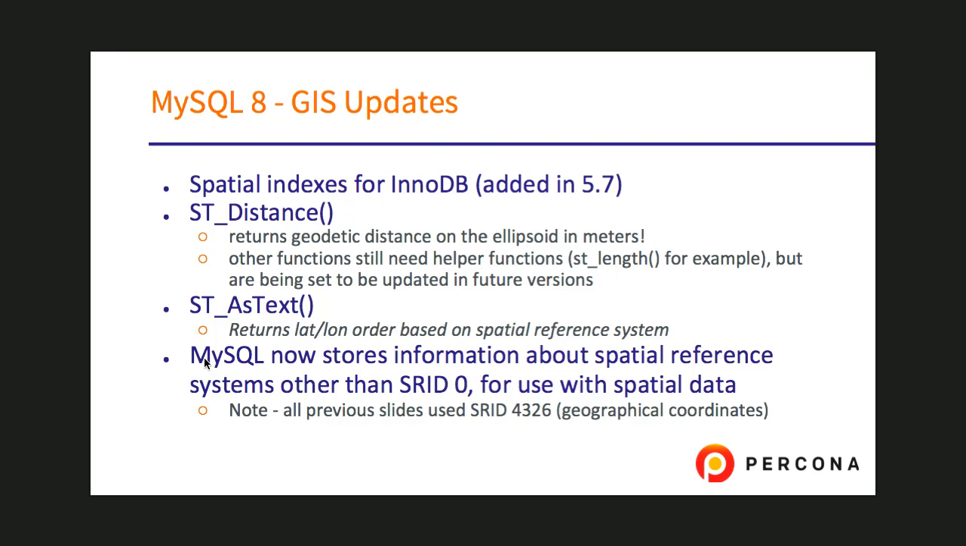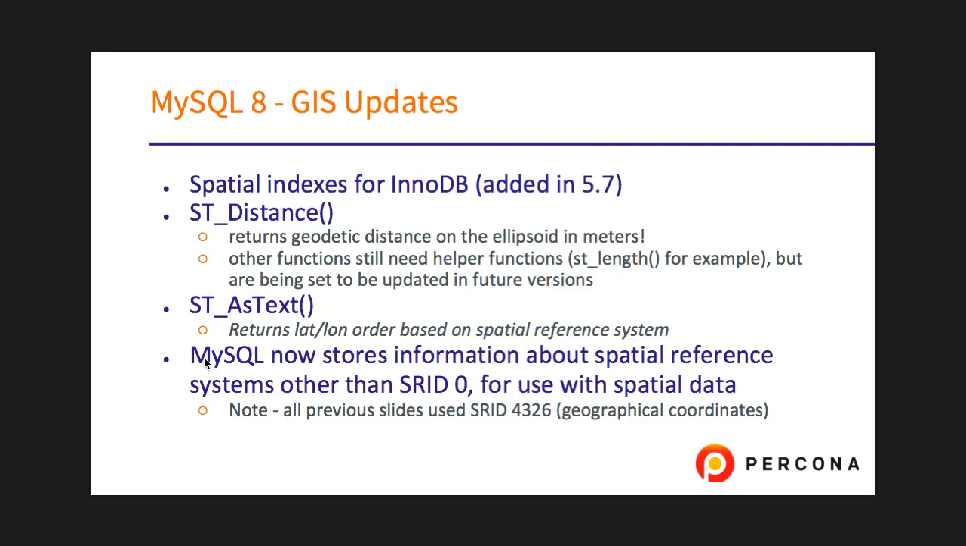The other piece, and I think I saw this as one of the bullet points in the keynote as well, is ST_AsText. It will actually do a translation and return your lat and lon based on the spatial reference system that you're in. So it's no longer reversed order and other things that happened in earlier versions. And really the big one that was added here is that prior to this, we had these spatial functions, but we were always using an SRID of 0, which was essentially just the Cartesian plane.